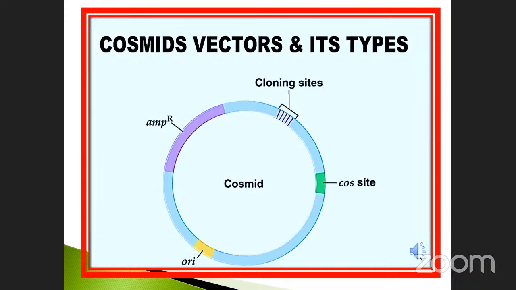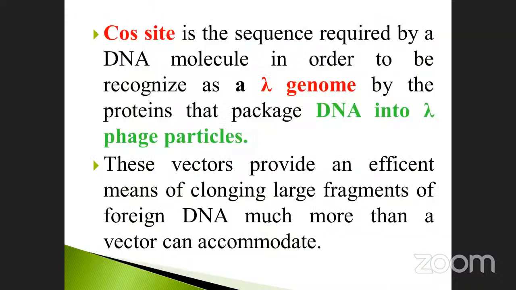The ampicillin resistance site is also there. In plasmids we already have tetracycline as well as ampicillin resistance present. And the cos site is the sequence recognized on the DNA molecule in order to be identified as lambda genome, so that DNA is packaged into the lambda phage particle, because the phage head is nothing but a protein coat.